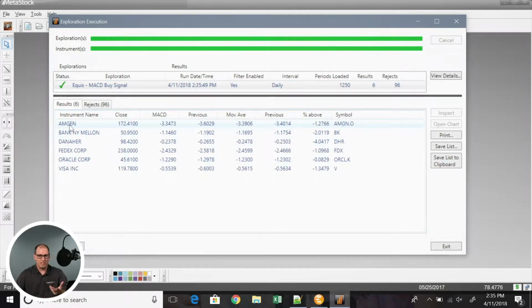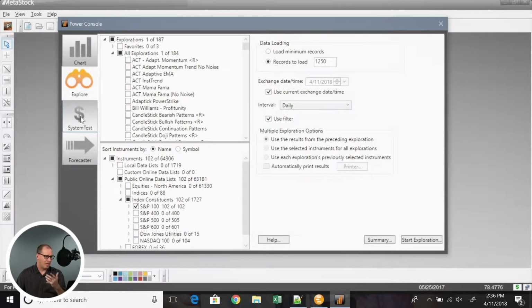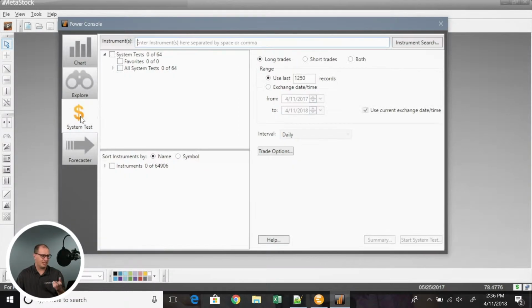If I were to open up these charts and put on the expert advisor or the MACD indicator, I would see that there is a current buy opportunity. But 6 stocks, how do I know which one is going to be the best one for me to trade? Well, that's where the backtester comes in. It really helps us hone in on the one that's going to be the best. So what we're going to do now is just exit out of the Explorer. We're not even going to open up a chart. We're just going to hit exit and go back to the System Test tab.